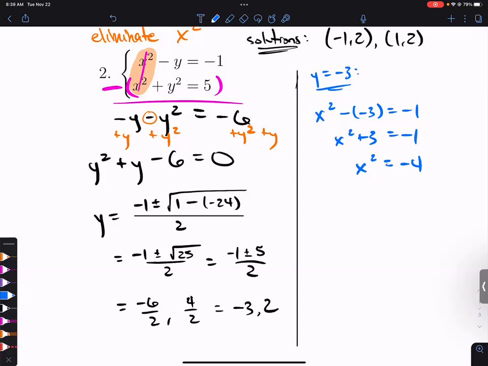We're talking about solutions, intersections of graphs, right? Intersections of things in the plane. So we are only interested in real numbers. That's not real. That's the only thing you get from y being negative 3. So y equals negative 3 doesn't actually tell us about places where these things intersect.